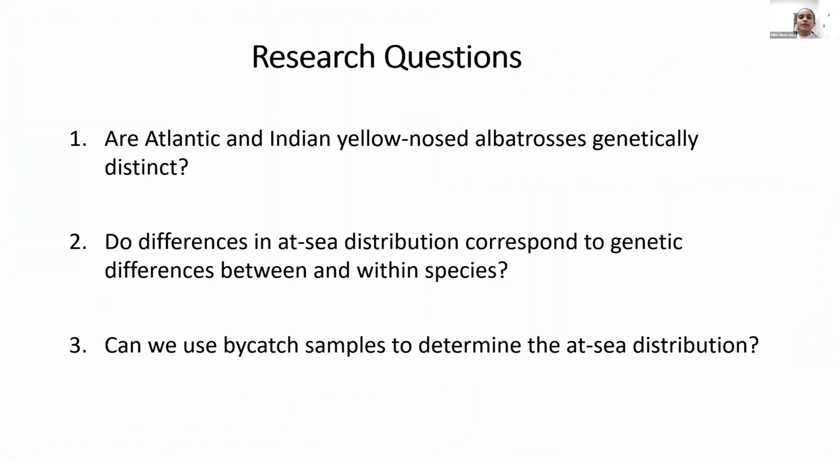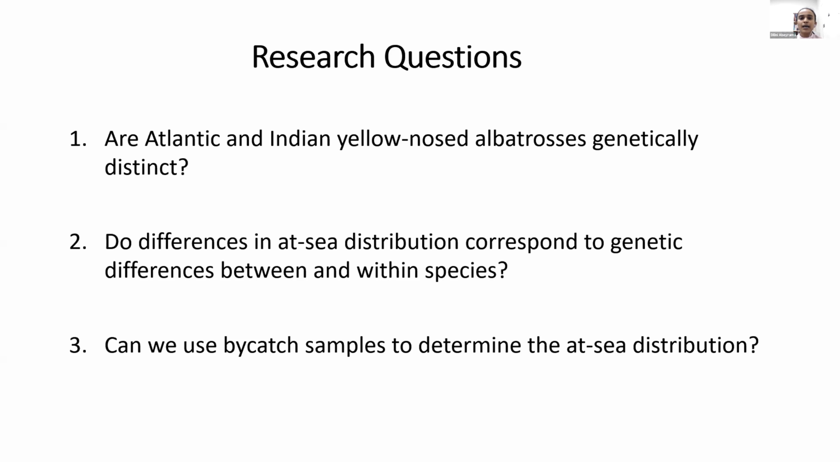Based on these facts, we developed three main research questions for our study. Are the Atlantic and Indian yellow-nosed albatrosses genetically distinct? Do the differences in at-sea distribution correspond to the genetic differences between and within species? And can we use bycatch samples to determine the at-sea distribution of the two species?